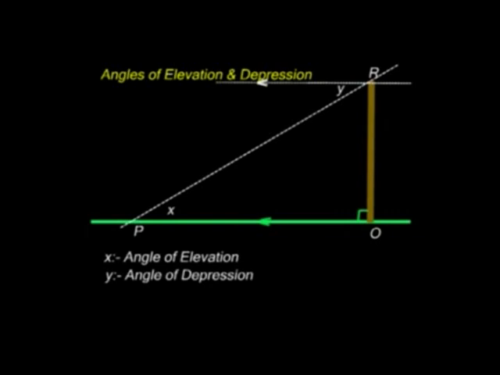Going back to the alternate angle properties, angles X and Y are alternate angles, and thus they are equal. So in other words, the angle of elevation is equal to that of depression.